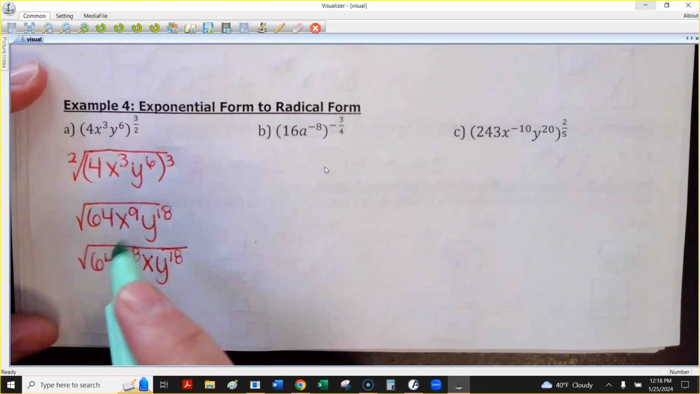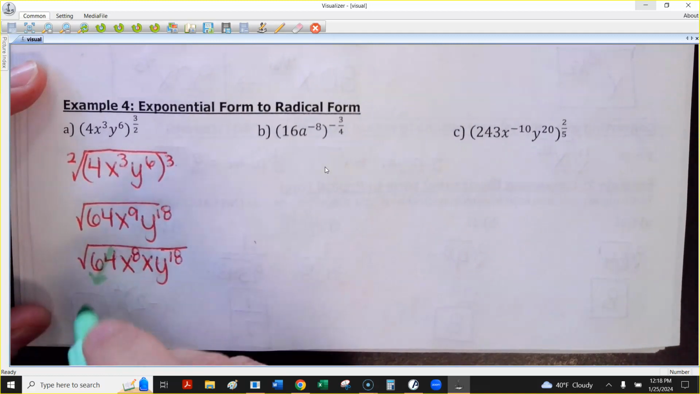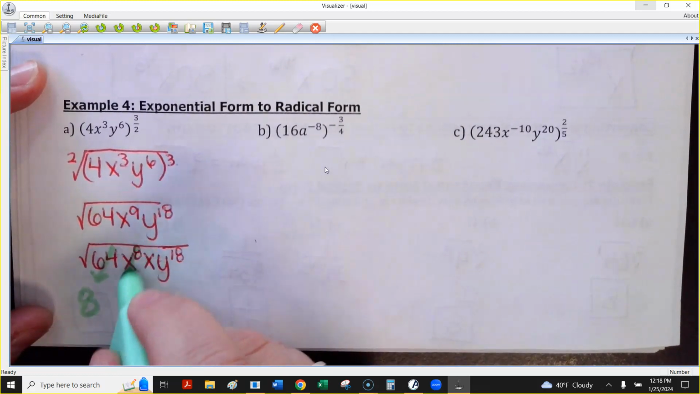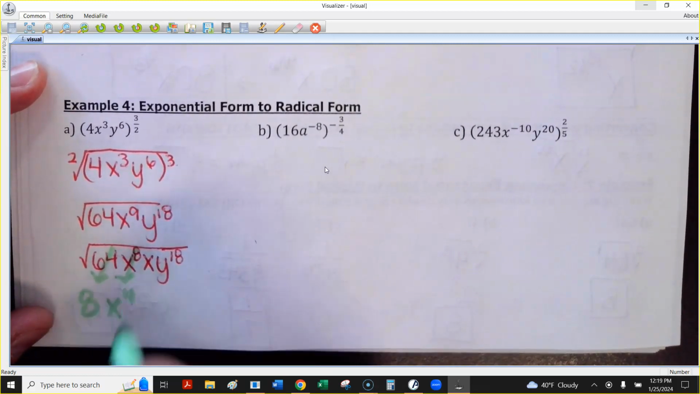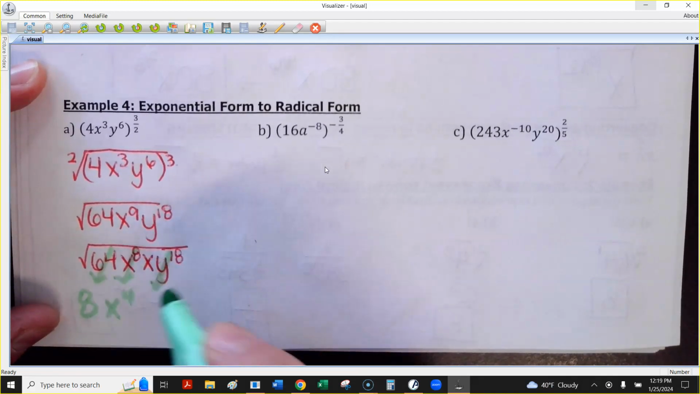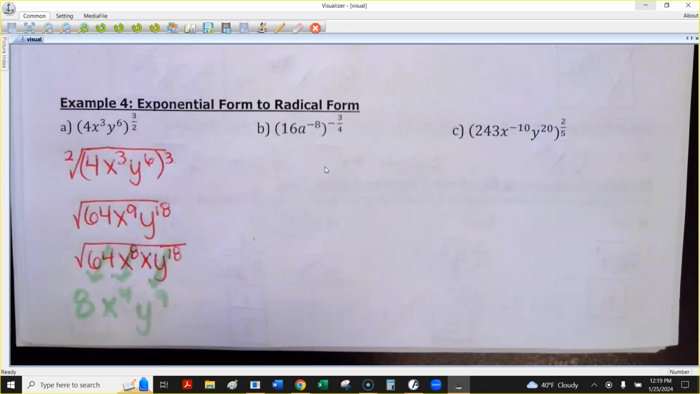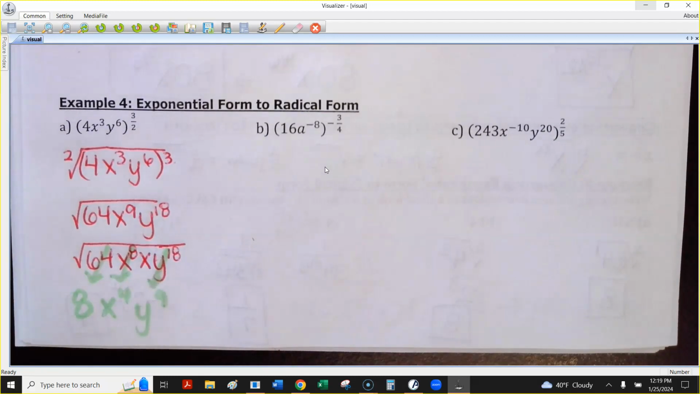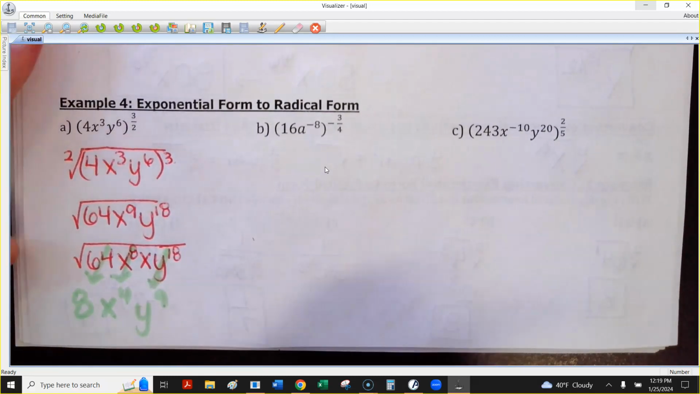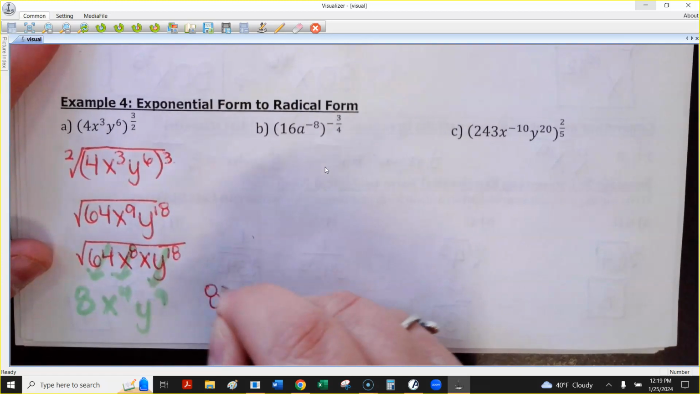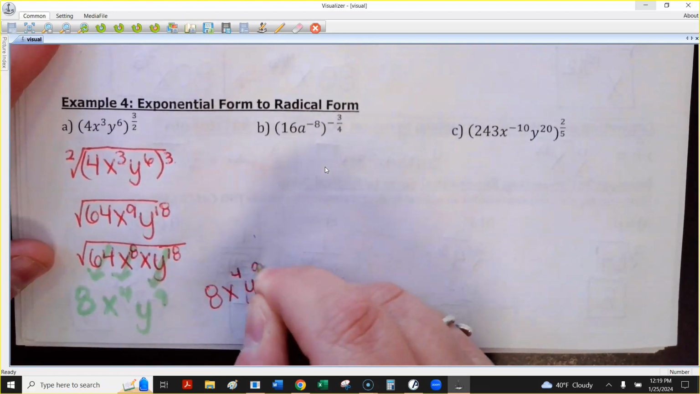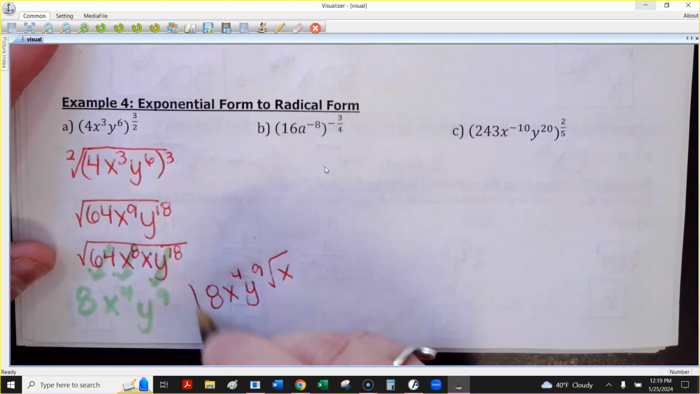So this is a square root, 64 would come out as an 8. X to the 8th would come out as x to the 4th. Y to the 18th would come out as y to the 9th. And then we'd have an x left underneath. So my answer there, we'd have 8x to the 4th, y to the 9th, and then we still just have 1x left under the square.